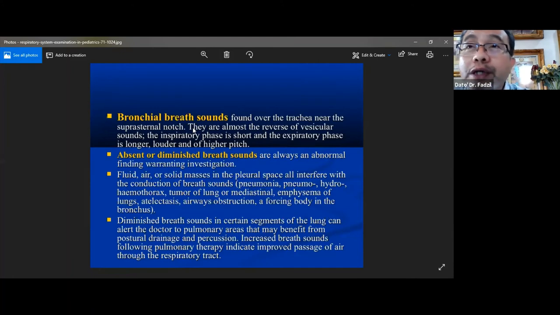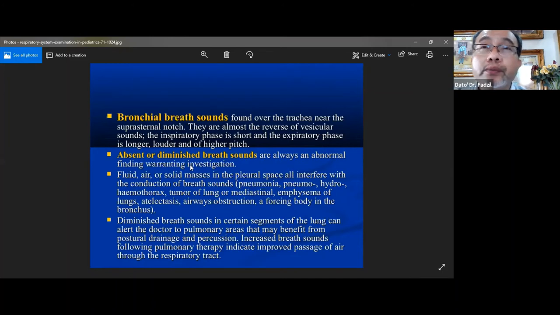When there is consolidation of the alveoli, you cannot hear the alveolar breath sound. You only hear the movement of air inside the airway, especially the large airway, and that's why we call it bronchial breath sound. And then the second thing is absent or diminished breath sound.